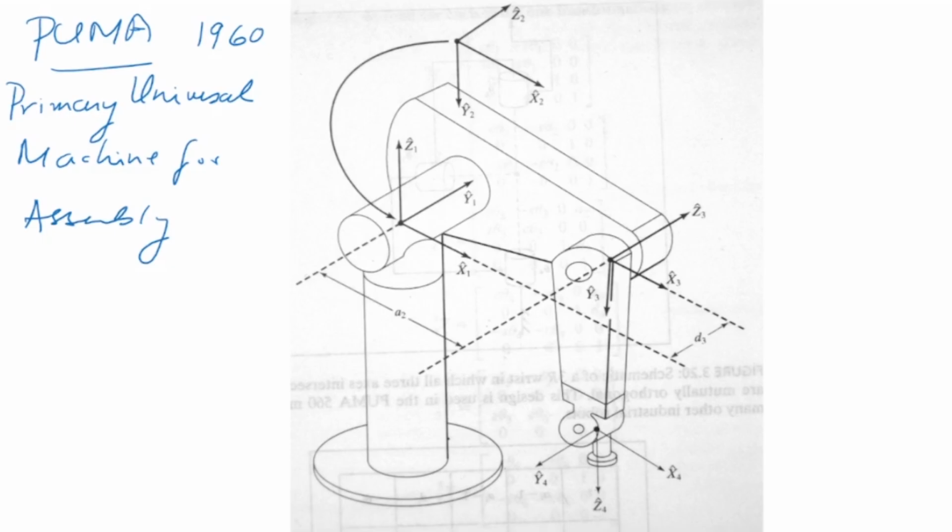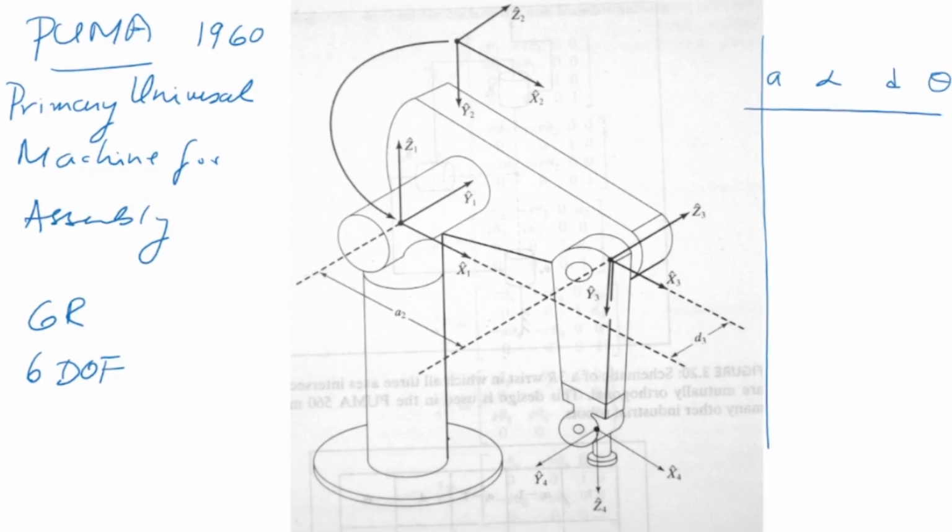Now, it has 6 degrees of freedom. Let's look at the degrees of freedom and then try and write the DH parameter table. So, let me write the DH parameter table here: A, alpha, D and theta. For this robot, there are 1, 2, 3, 4, 5 and 6 degrees of freedom.